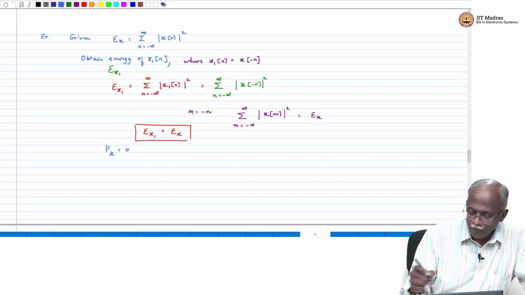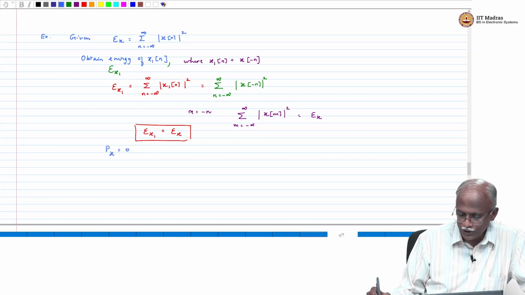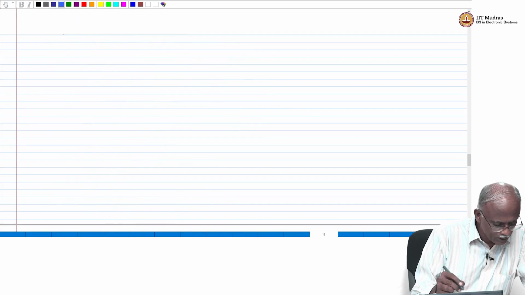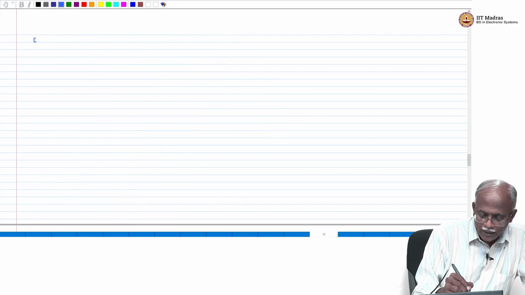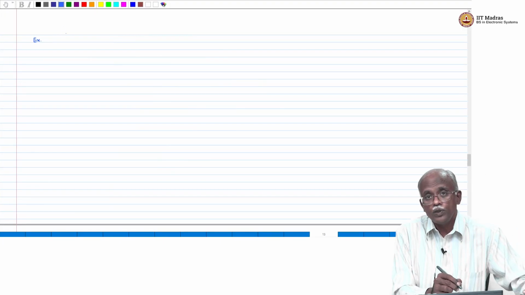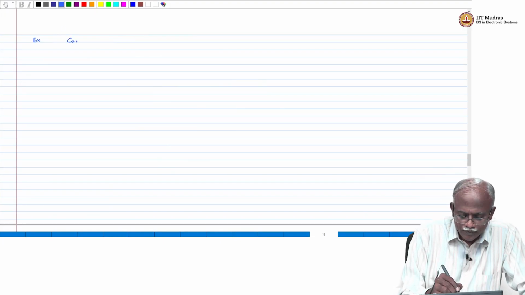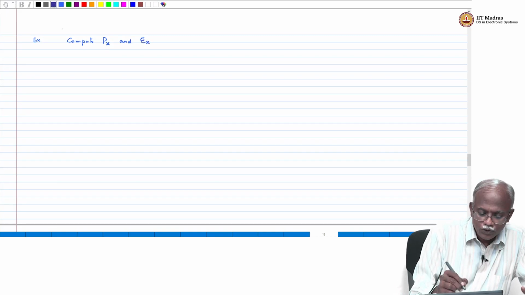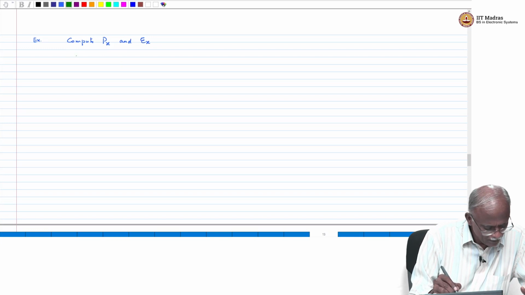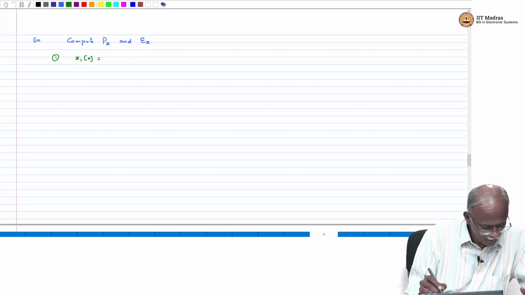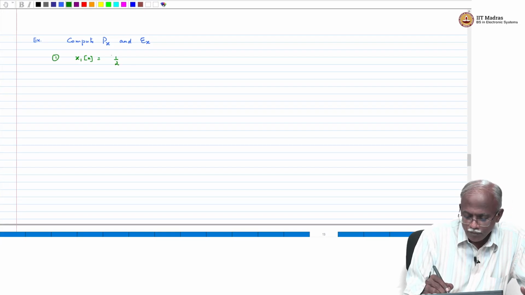Okay, let us look at one more example, again useful for us to write down these expressions. Okay, so this is another example. We are asked to compute Px and Ex. Energy and power. Okay, we will just do two simple examples. x1 of n, this is the first problem, is equal to 1/2 power n u of n.